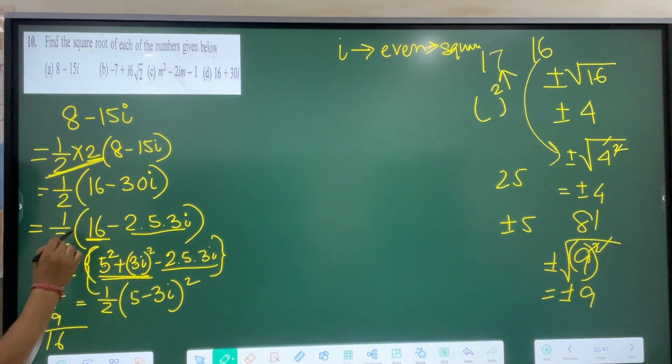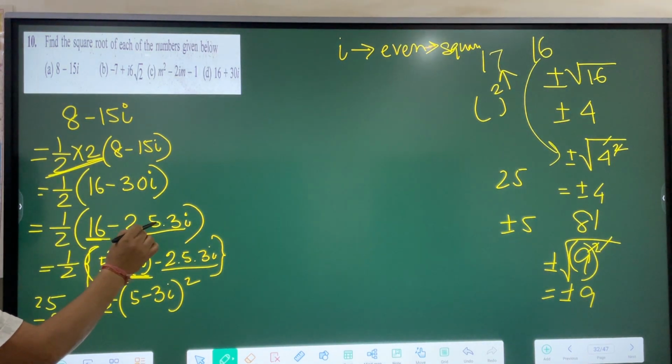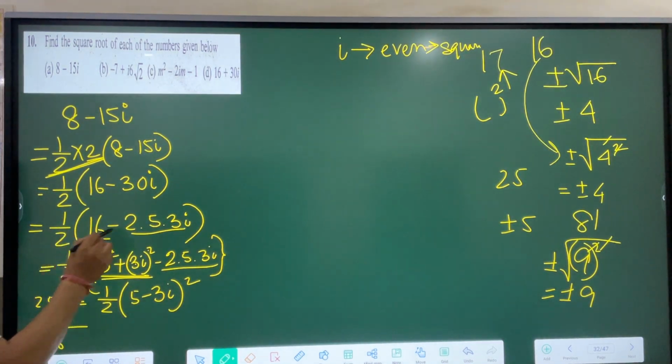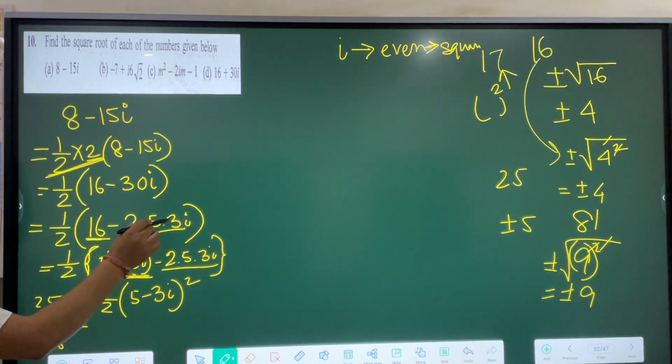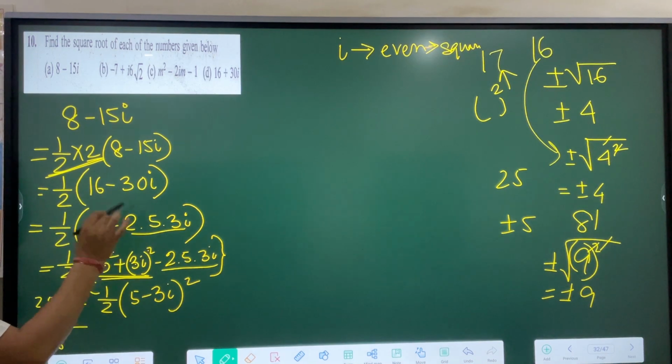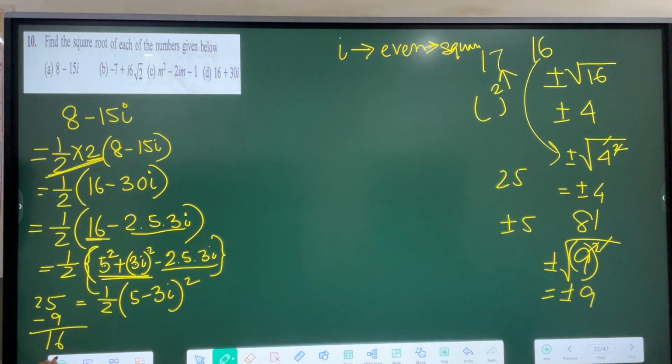Remember that. If it is minus 16, we could have written 5i into 3, and 5i minus 3 whole square could have been obtained. So whenever there is a positive number, i will be kept with the smaller number. If it is a negative number, i will be kept with the bigger number. We will get another sum, then you will understand. So this is the whole square we have got.